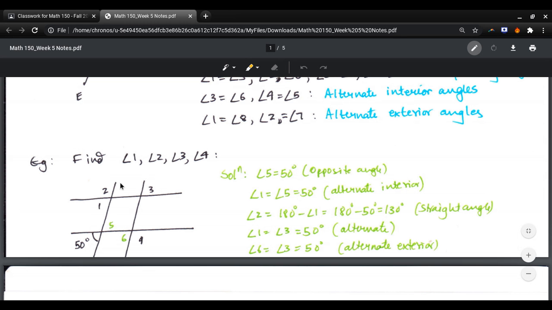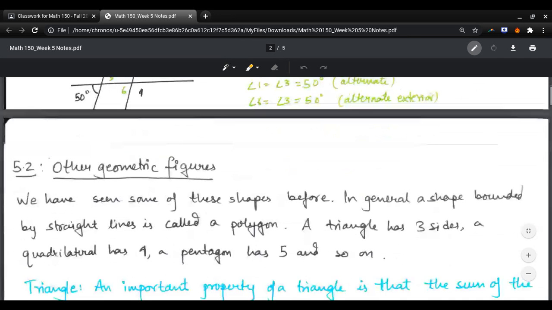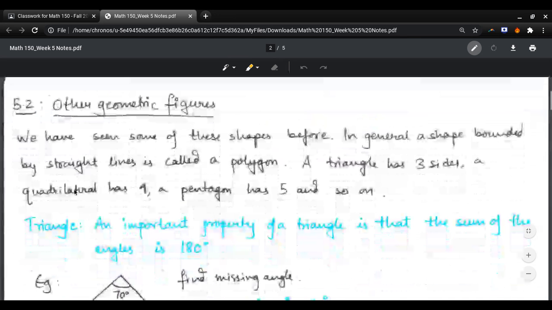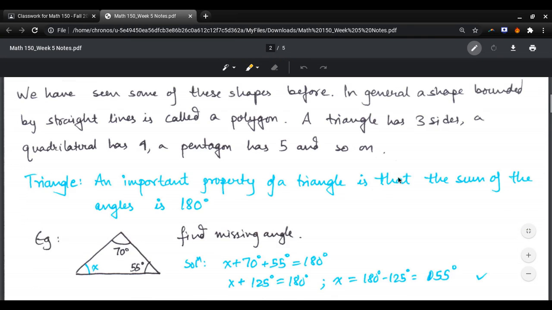Now in this case, remember, what's happening is you have two parallel lines and two other parallel lines. Each set of lines is acting as a transversal for one of the pair of parallel lines. Now there are some other geometric figures and some properties. A shape bounded by straight lines is called a polygon. A triangle has three sides, tri meaning three, quadrilateral 4, pentagon 5, and so on.